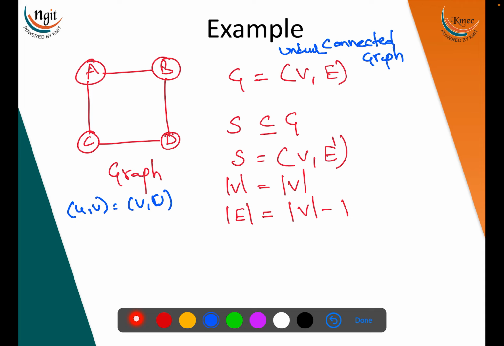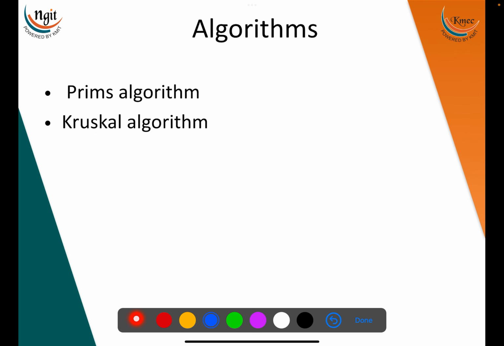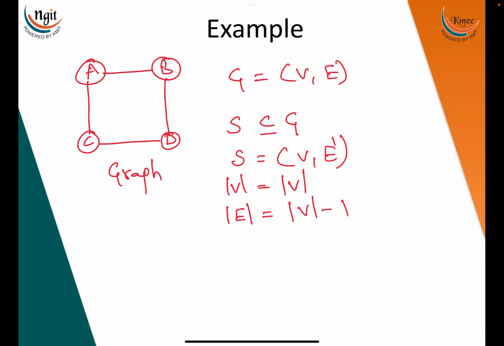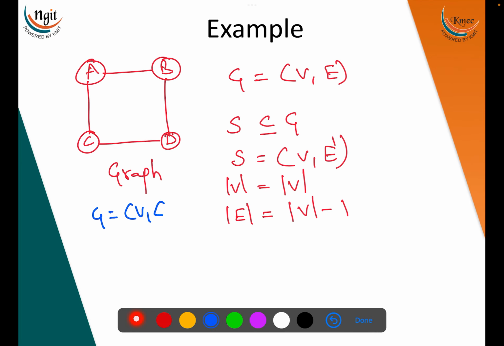Now this is the graph G. G is equal to V comma E. Now S is a spanning tree and it is a subgraph of G. Now S is equal to V comma E dash. V is the number of vertices in the spanning tree. It is always equal to the number of vertices in the graph. That means how many vertices can I see over here? If G is equal to V comma E, the V value over here is 4: A, B, C, D, a total of 4 vertices in the graph G.